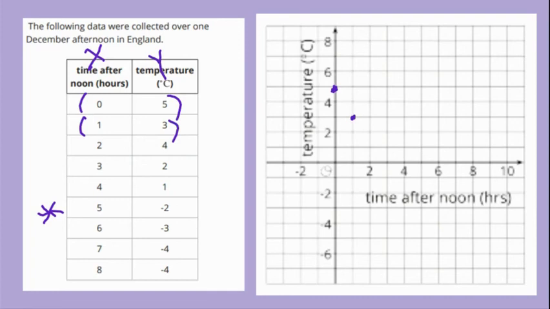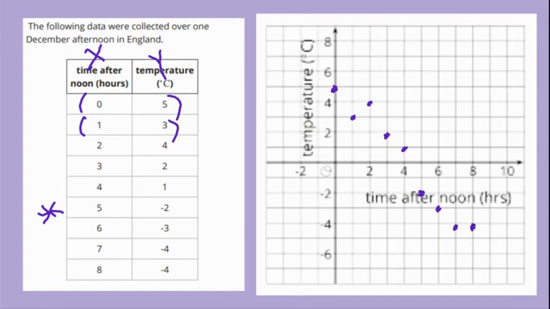Next one, 2 and 4. Then 3 and 2. Then 4 and 1. Then 5 and negative 2. 6 and negative 3. 7 and negative 4. 8 and negative 4.